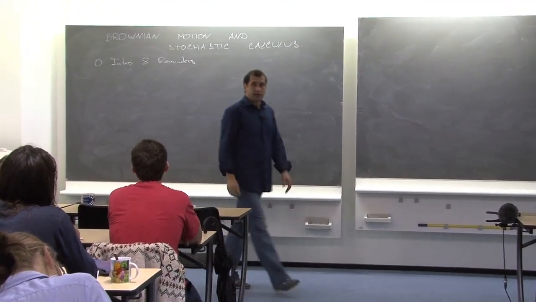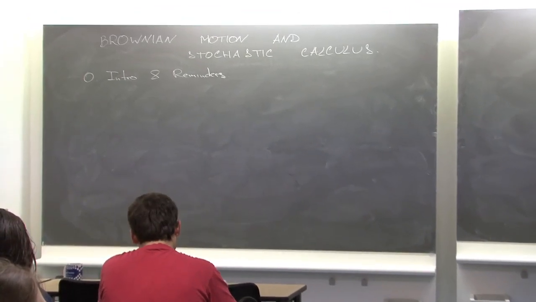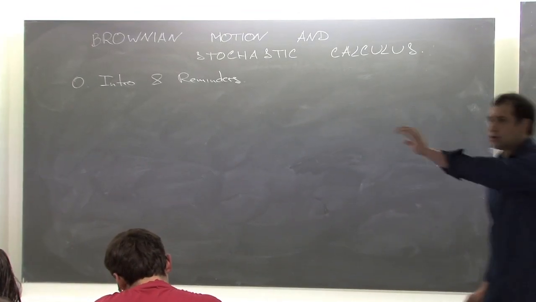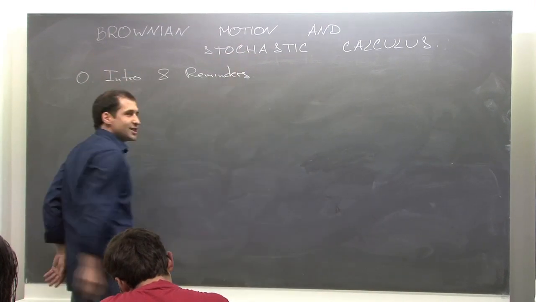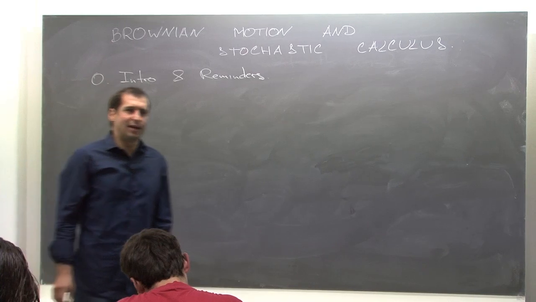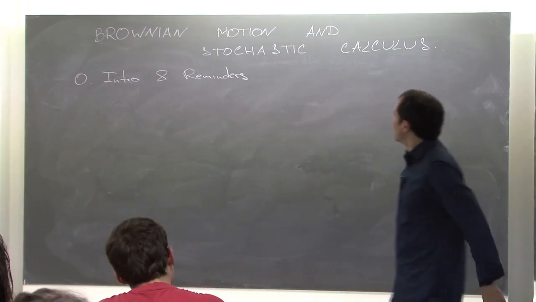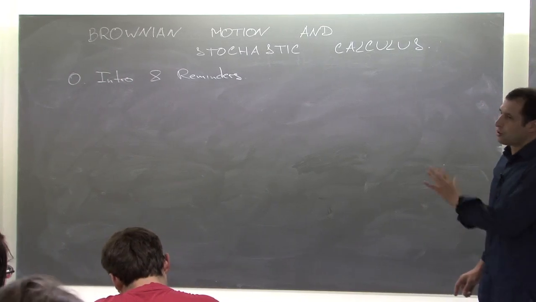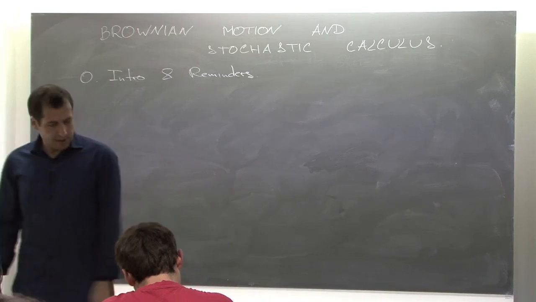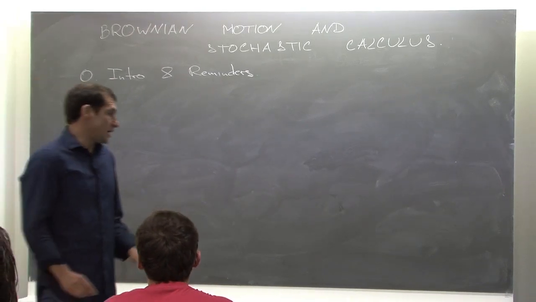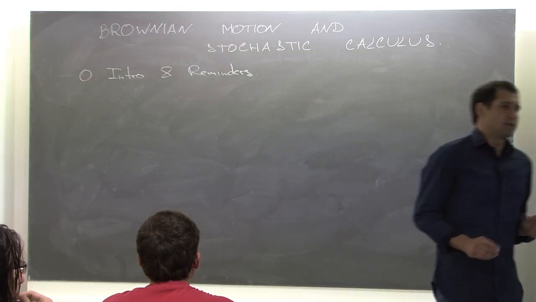So let me try to say briefly what that is about. Probably most of you already heard this saying, Brownian motion, and I fairly believe that some of you even took some course on this, or maybe attended a mini course, etc. So the Brownian motion is a continuous object, and that's important.